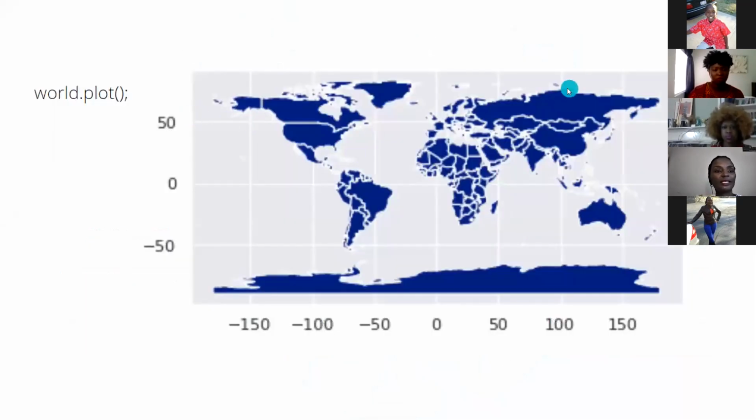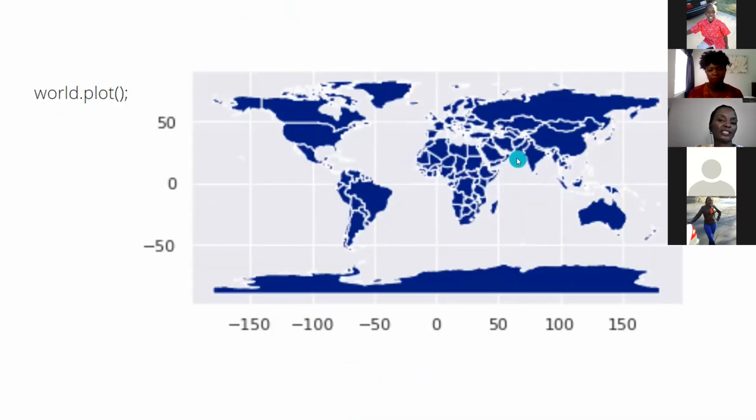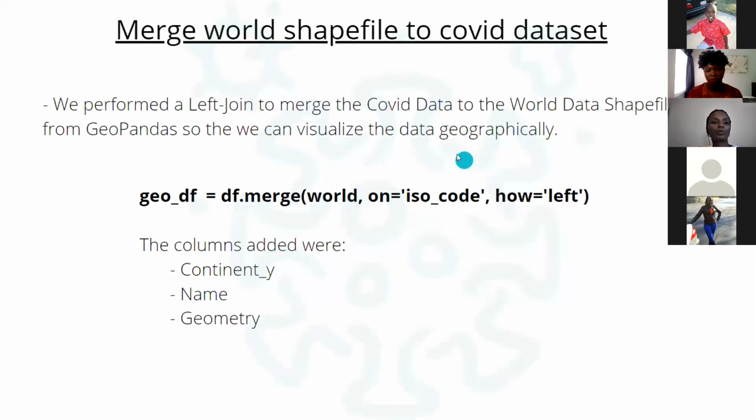The next one is this one. I used the matplotlib dot plot function to map and to show you what the world shapefile contains. It contains all the countries of the world, and you have mapped them, and they have the boundaries and everything. So now with the world shapefile, we are able now to bring in our COVID data set.